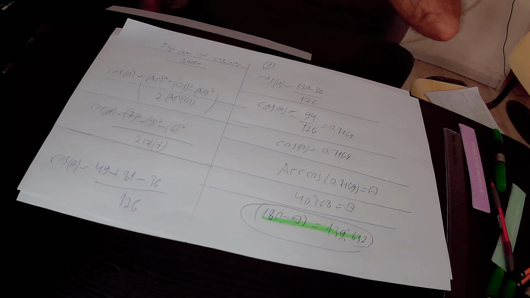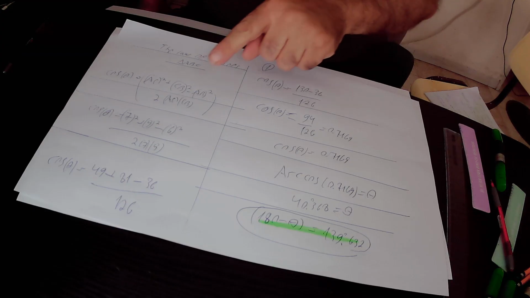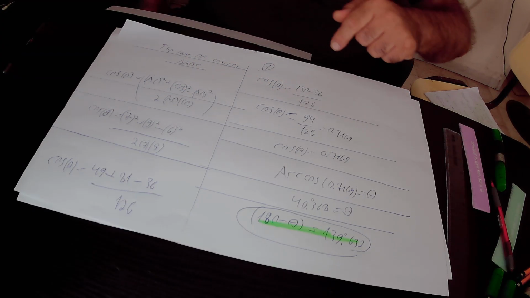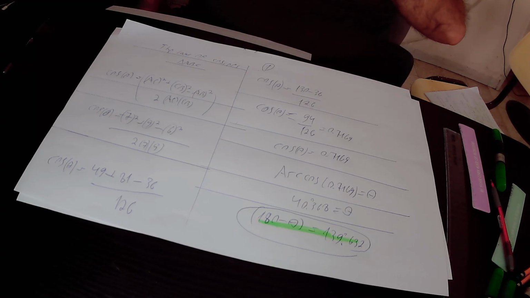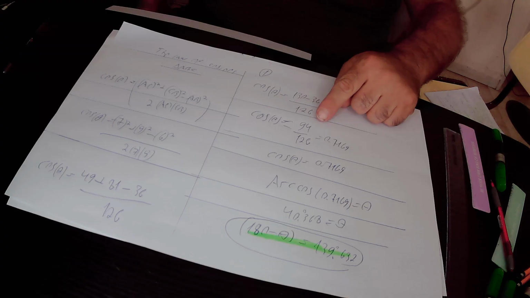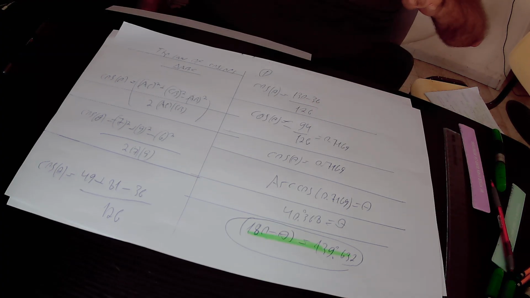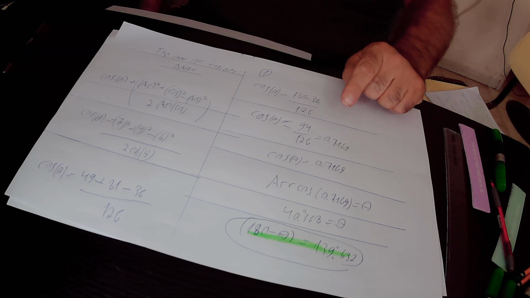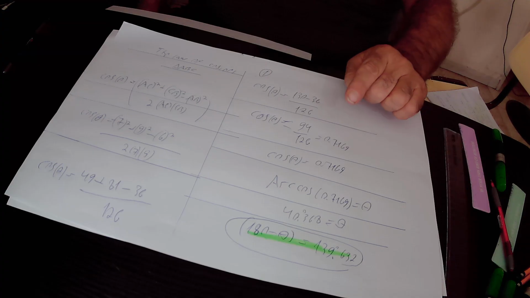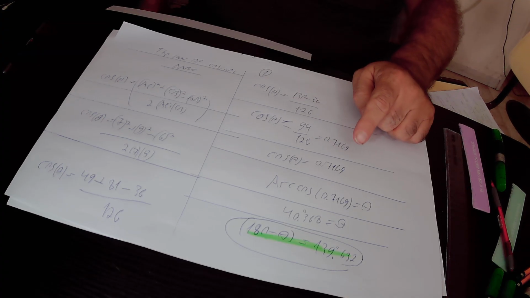49 plus 81 is 130. 130 minus 36 over 126 equals cosine theta. 130 minus 36 is 94, so in total we have 94 over 126 equals cosine theta. 94 over 126 equals 0.7169. Cosine theta equals 0.7169.